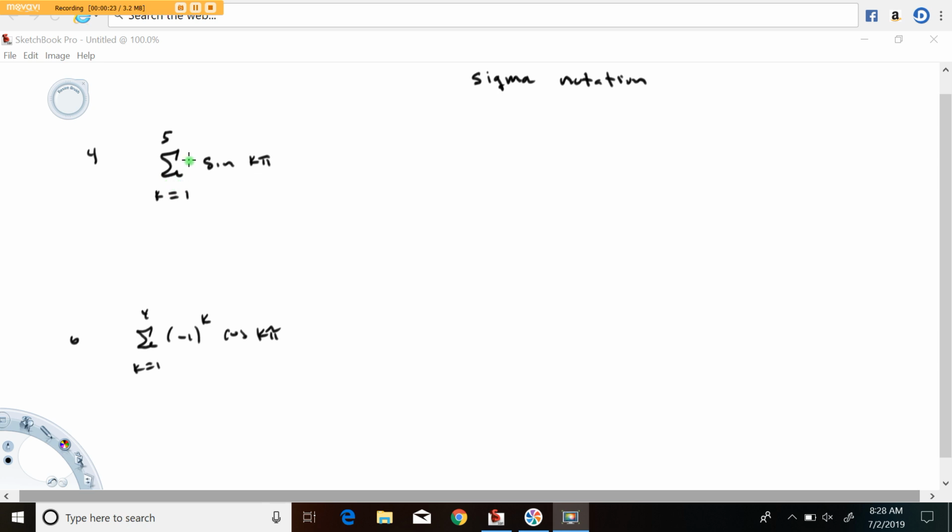This symbol right here is what's referred to as a summation symbol, and it reads sum. The k is what's called an index or a dummy variable. And then here's some sort of formula. So here's what this means. You start at your bottom, which is k equals 1.